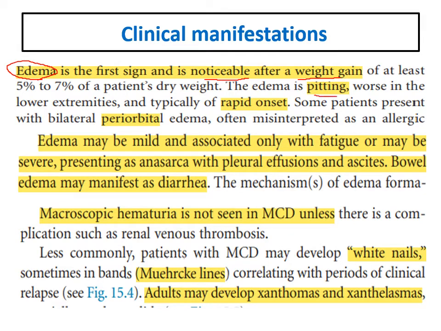Edema is usually bilateral, pitting edema of rapid onset, usually starting by periorbital edema. Usually at its earlier stages it's mild, and then it increases to be a severe edema causing anasarca and pleural effusion and ascites. Bowel edema in some patients can lead to diarrhea.